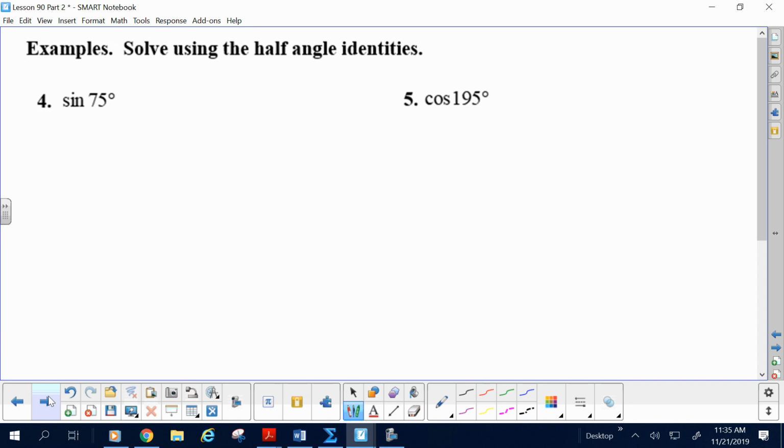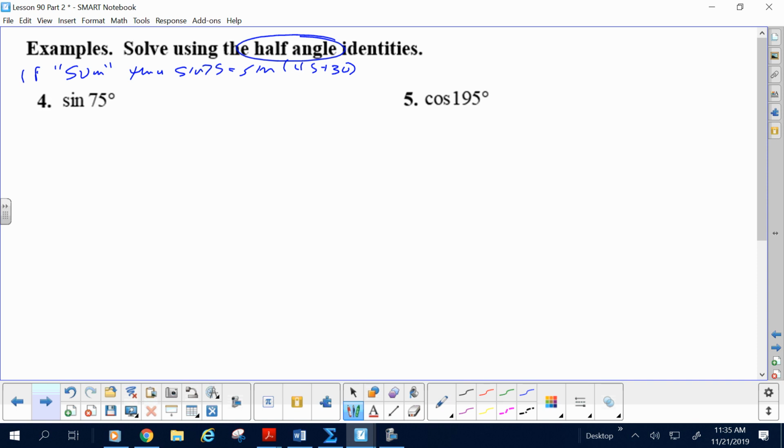One is a sum identity. If it said sum, then you could do sine of 75 is sine of 45 plus 30. However, it doesn't say use a sum identity. It clearly says use a half angle identity. Are you with me?